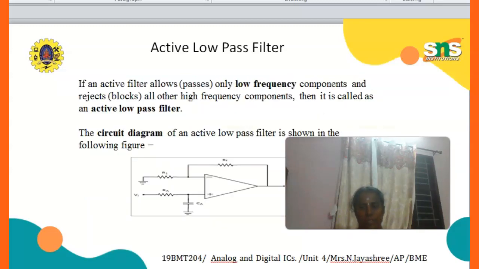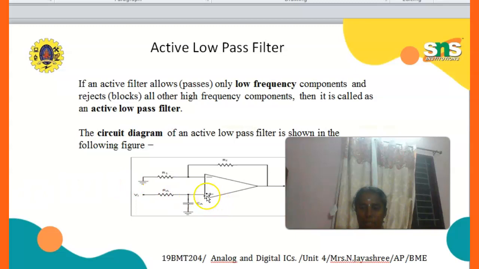Active low pass filter: if a filter passes only low frequency components and rejects all other high frequency components, then it is called an active low pass filter. The circuit diagram of the active low pass filter is shown in the figure, right?